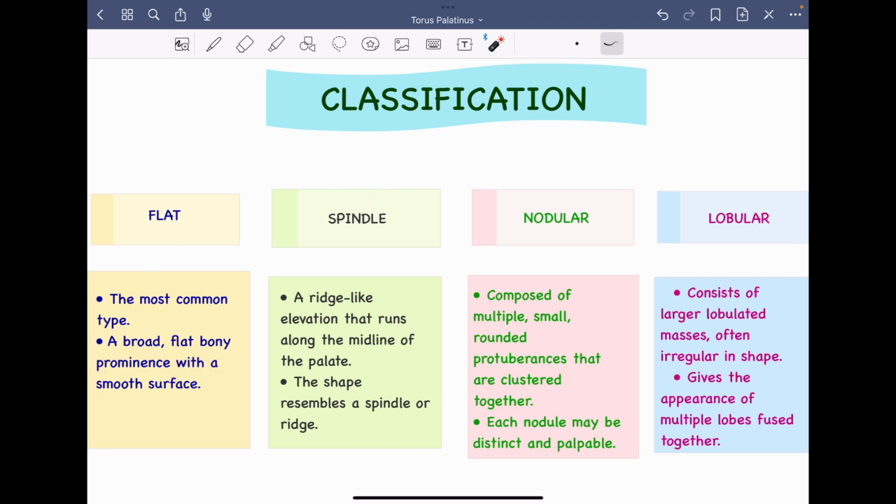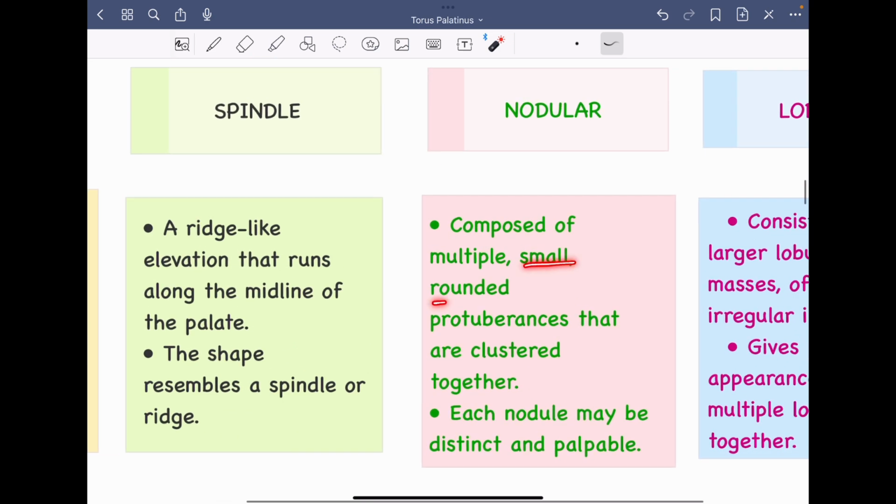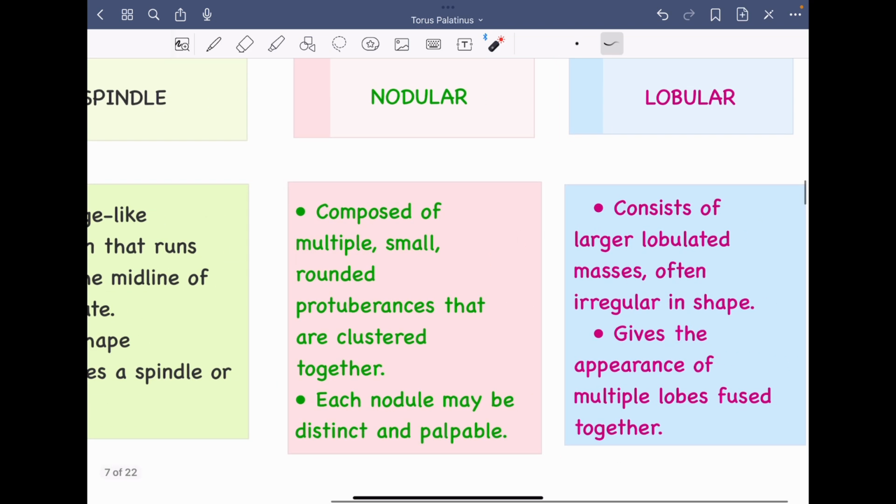So it is a ridge-like elevation which runs along the midline of the palate, and the shape resembles a spindle or a ridge, hence named so. In the nodular variety, it is composed of multiple small rounded protuberances which are clustered together, something like this. Now each nodule may be distinct and palpable as well.